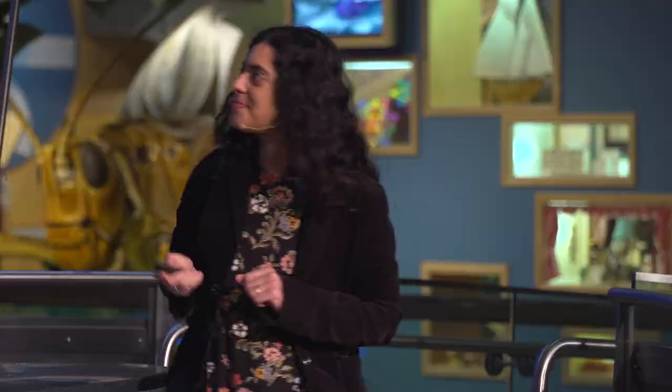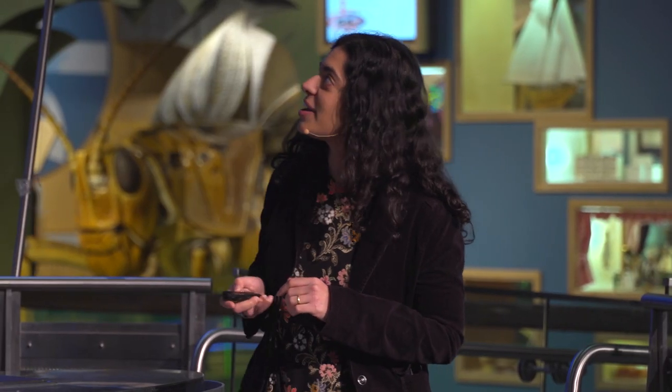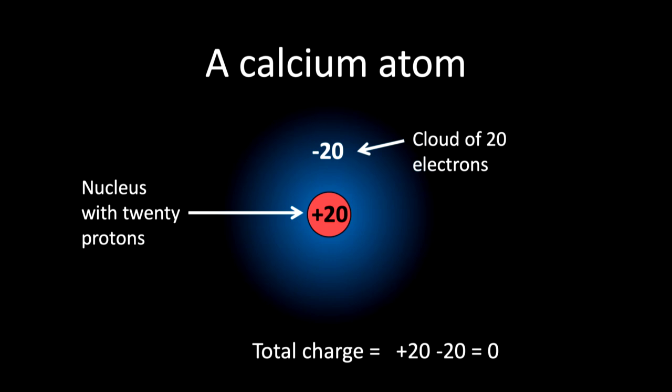Okay, there's one more ingredient we need to trap these atoms, and that's lasers. And that's all we need. So I'm gonna tell you how, using these ingredients, we're gonna trap a single calcium atom. And to figure that out, we first need to look at what an atom looks like inside. And for the calcium atom, we actually have 20 positively charged protons in the nucleus.